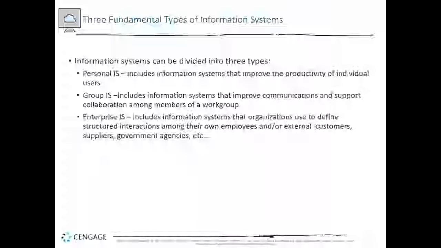Three fundamental types of information systems. Information systems divide into three types. Personal IS includes information systems that improve the productivity of individual users. Group IS includes information systems that improve communication and support collaboration among members and group work. Enterprise IS includes information systems that organizations use to define infrastructure and interaction among their own employees and or external customers, suppliers, government agencies, etc.